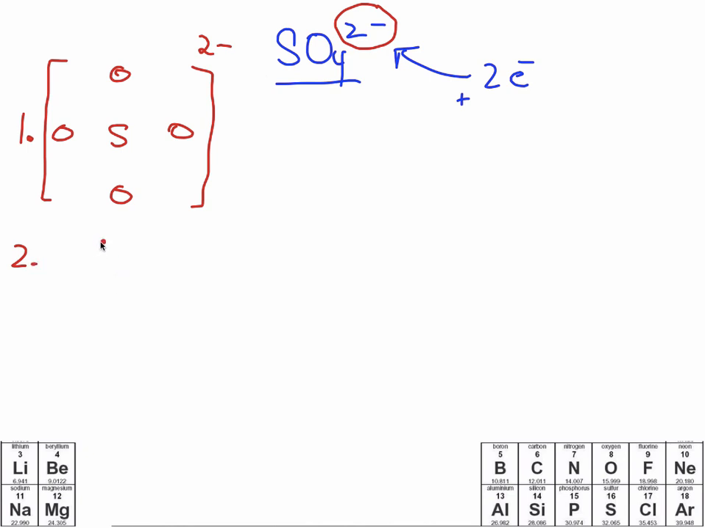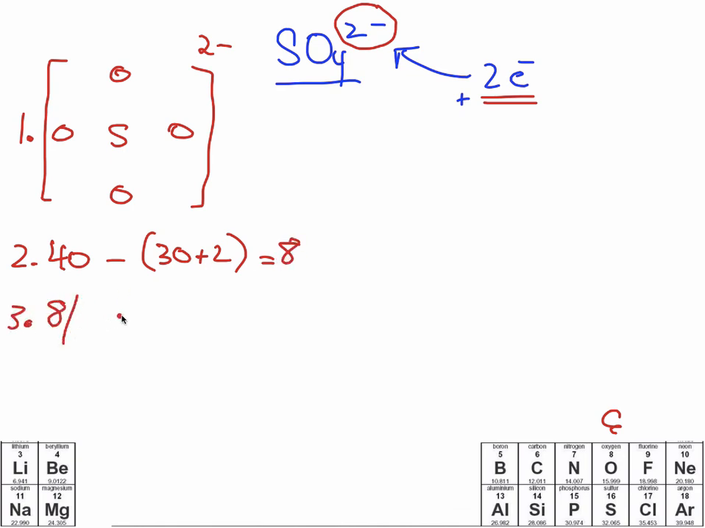Total octet electrons: you have 5 atoms, all needing 8, total of 40. You have 5 atoms, all having 6 valence. That's 30 valence, but we have to add 2 more valence electrons, plus 2. So 40 minus 32 in this case is 8 electrons available to bond. But those 8 electrons are distributed over 2 places. That gives us 4 bonds.